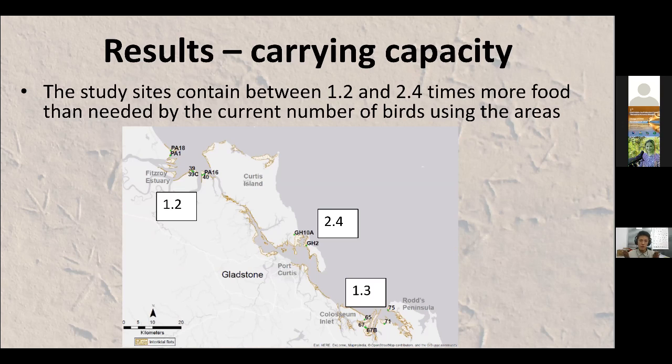So for example, if we have 1,000 birds, how much energy do 1,000 birds need? And then putting them into the equation, we could know if these sites provide more energy than the birds would need.